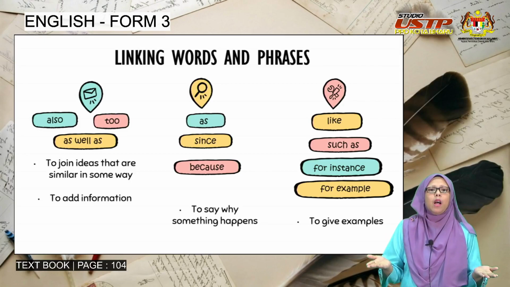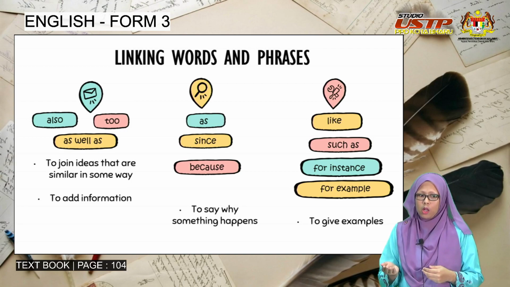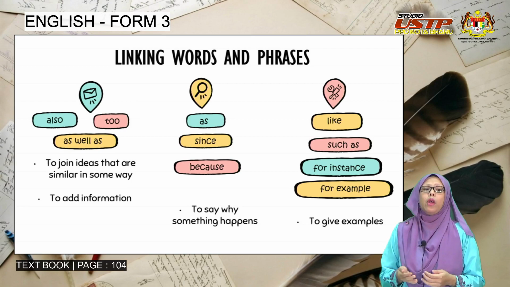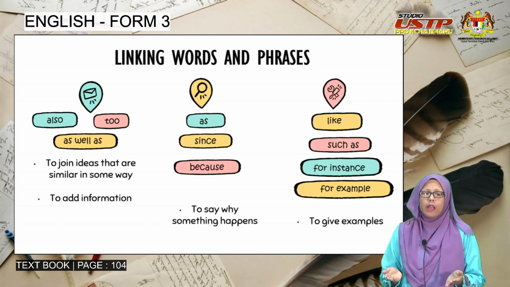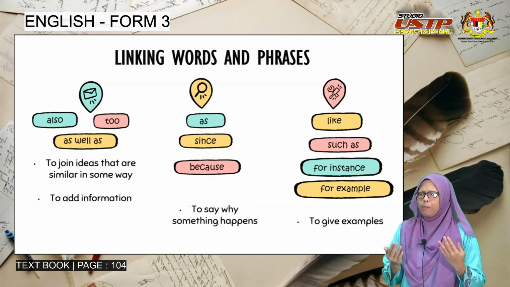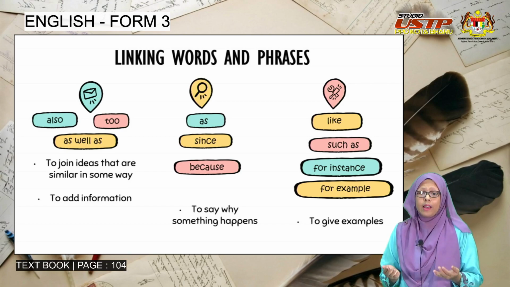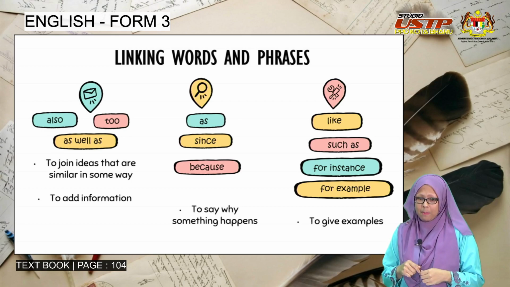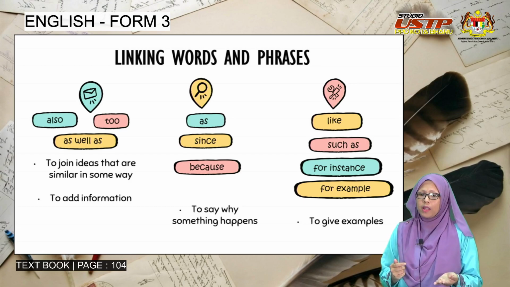Here are the examples of linking words and phrases. You can use also, to, and as well as to join ideas that are similar in some way, and to add information. If you want to say why something happens or to give reasons for something, you can use as, since, and because. If you want to give an example, you can use like, such as, for instance, or for example.